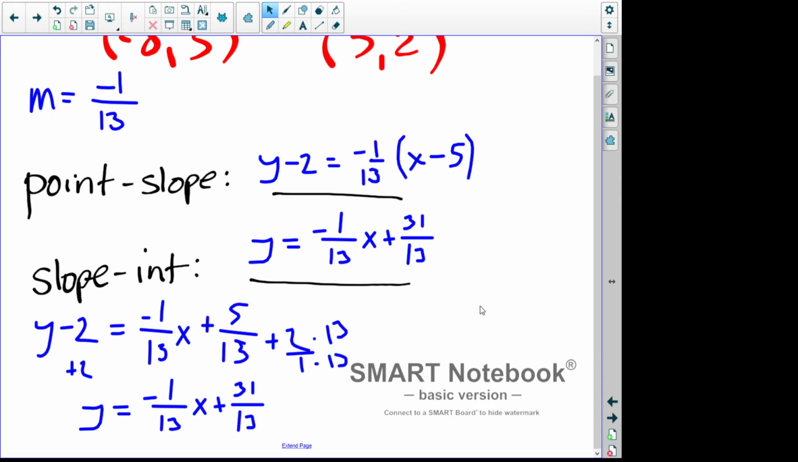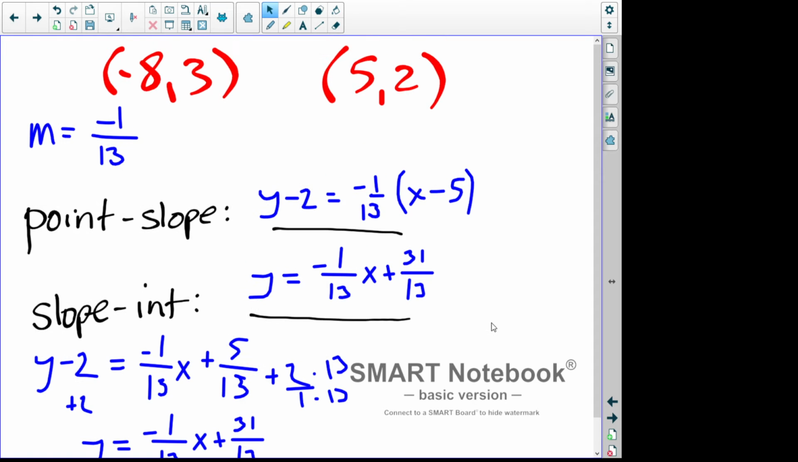Electronic cheat there. So there's my slope-intercept form. I know it crosses the y-axis at 31 over 13, which is 2 and 5/13, right? And then it has a slope of negative 1/13. Now, would I use this form to actually graph it?